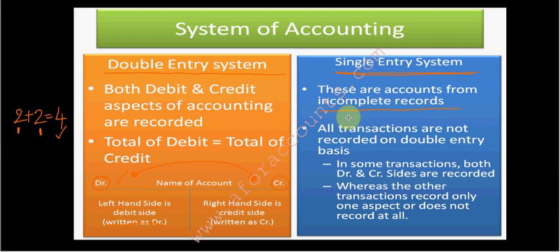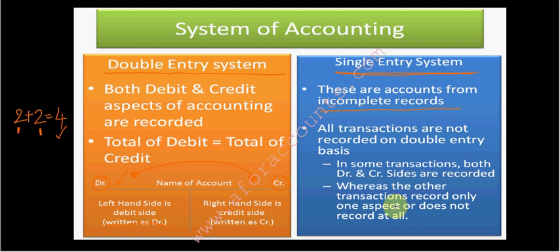This is covered in totality in your chapter of incomplete records, but for now what is the theory regarding it? All transactions are not recorded on a double entry basis. In some transactions, both debit and credit sides are recorded. That is, they keep dual entry type of accounts, whereas on the other transactions, they record only one aspect of the transaction. Either they will record the debit and leave the credit, or they will record the credit side and leave the debit side. That is, only one aspect is recorded. Or one more final situation is that they don't record it at all.